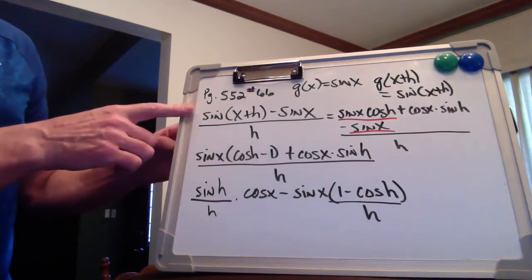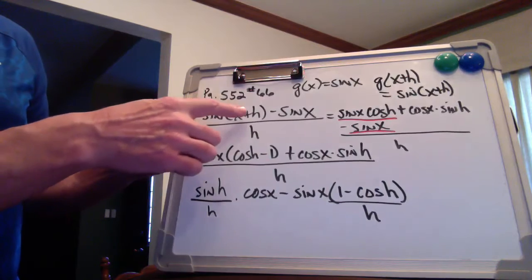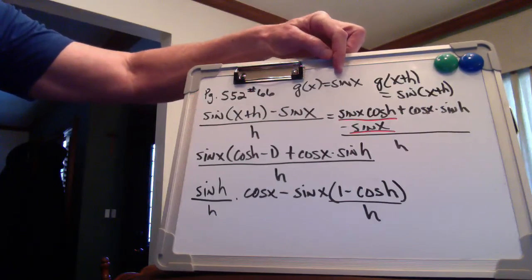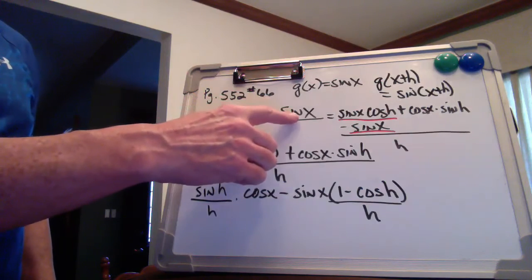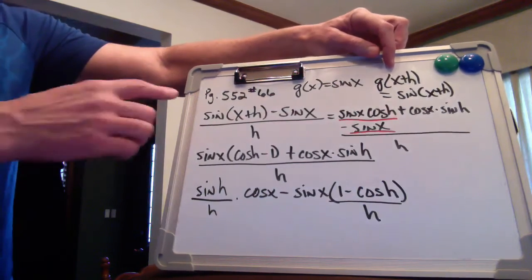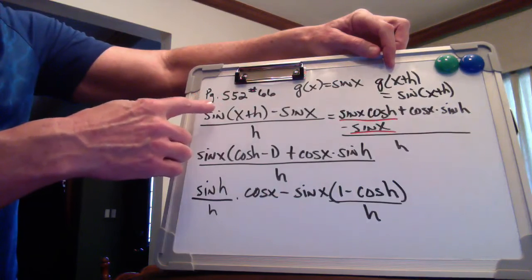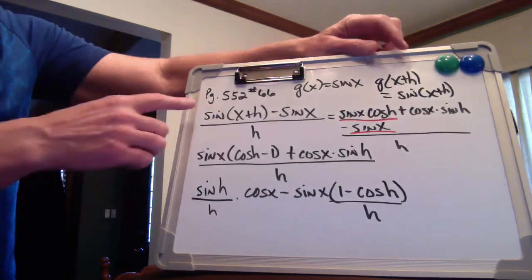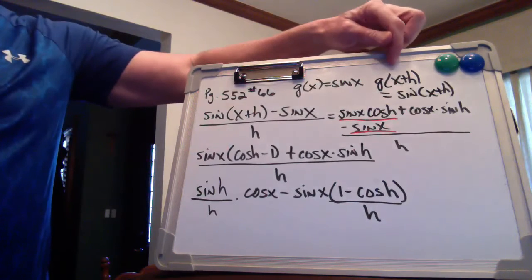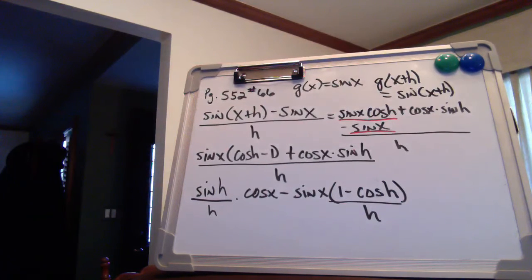Now, you didn't actually start with this. You started with g of x plus h minus g of x. So it's given that g of x is equal to sine of x. So that's why I replace it with sine of x here. And then g of x plus h, that's the original problem in this position. Because g of x is equal to sine, then you're going to replace that with sine of x plus h. Because you have g of x plus h.